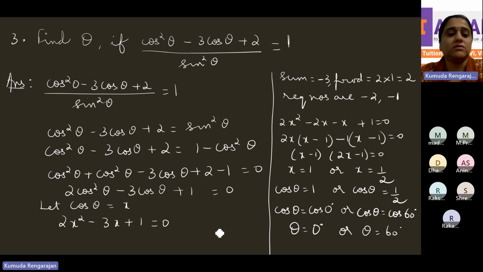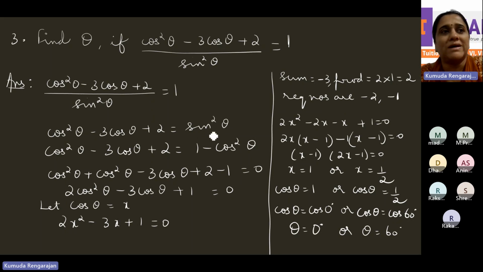All right. So here we need to find the value of theta. So to start off, we cross multiply. And what you notice is that we have cos square theta, cos theta, and one sine square theta. So using the identity, because we have cos square theta and cos theta, we write sine square theta in terms of cos square theta.